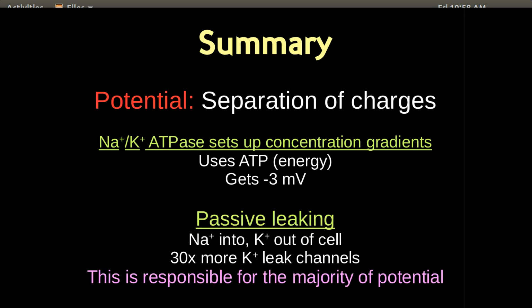And as the passive leaking, that ends up actually doing most of the work to set up the membrane potential. We have sodium leaking back into the cell, potassium leaking back out of the cell, and because we have approximately 30 times more potassium channels, that is how our actual equilibrium potential gets set up. Or our membrane potential gets set up.